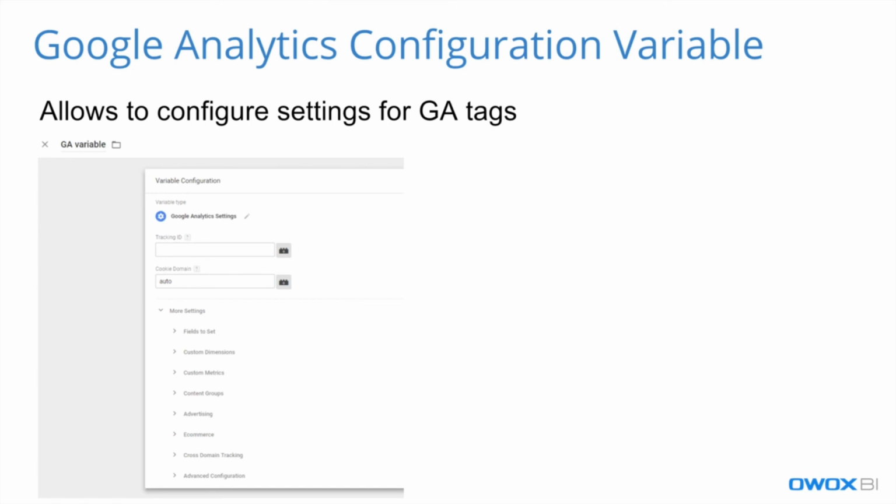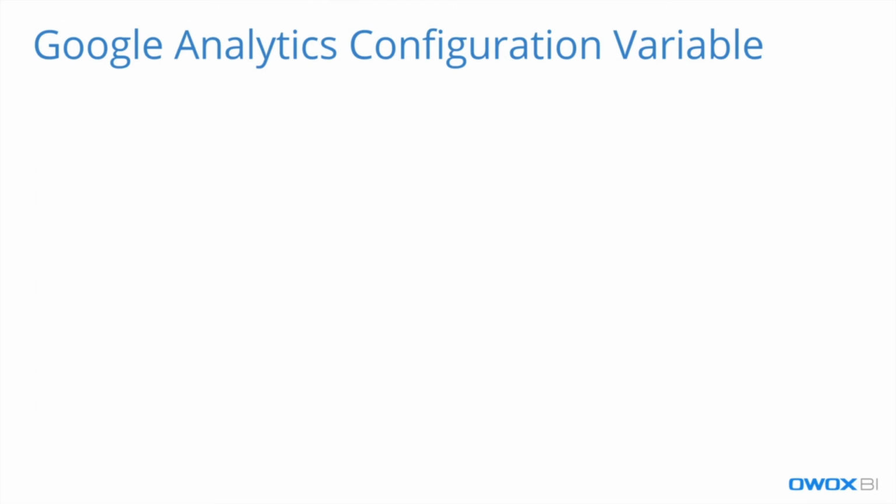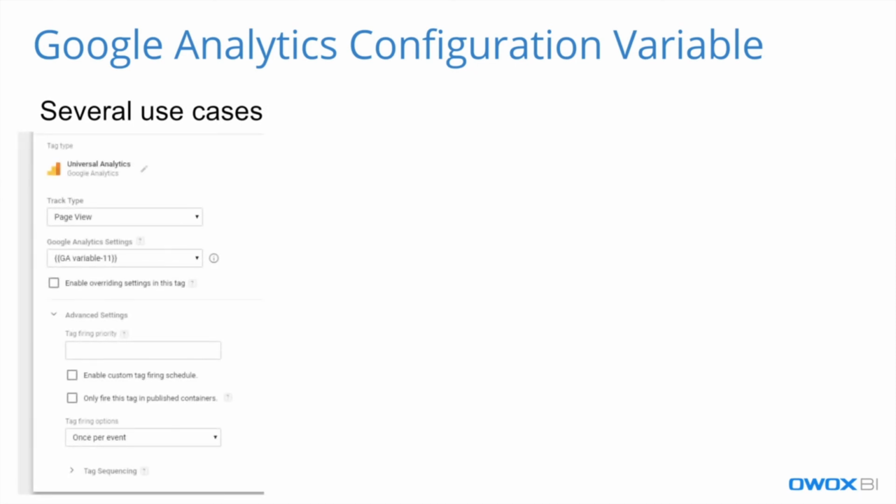You just configure this J variable once, and then you can use it when creating your new tags. There are several use cases. First, you just use the J variable that you have created, and all its settings are used for this new tag.